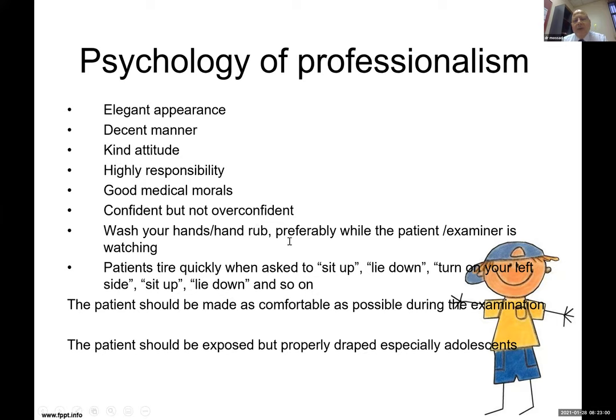Washing your hands or hand rub, okay, is very important. A patient tires quickly when asked to sit up, lie down like that. So please try to be sympathetic and do your job once, and then ask him to change position. He may be a bit sick, and the patient should be made as comfortable as possible during the examination. Okay, and you must ask him anytime you are going to touch him, does it hurt or not?